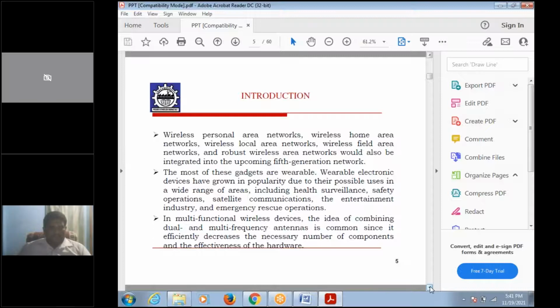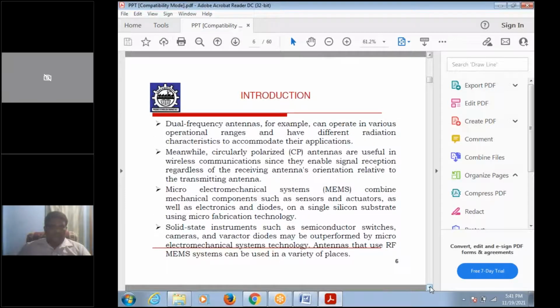Therefore, in future only multi-frequency antennas we can use, to decrease the number of components and the effect of the hardware structure. This is one of the main advantages. Nowadays, the switches concept is used for patch antennas. In this patch are micro-electromechanical switches. That means MEMS is an electronic device.